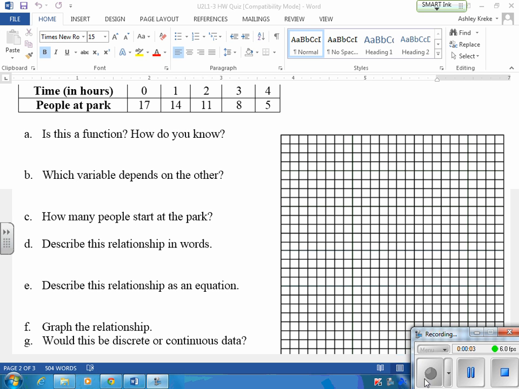Is this a function? How do you know? Well, it is a function because each x value goes with one y value.